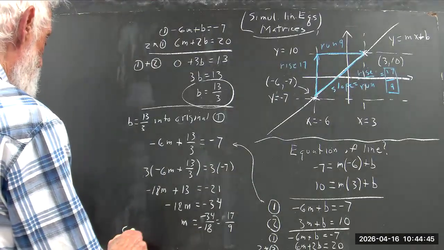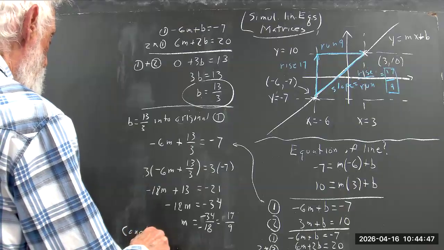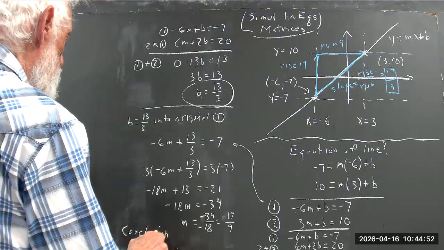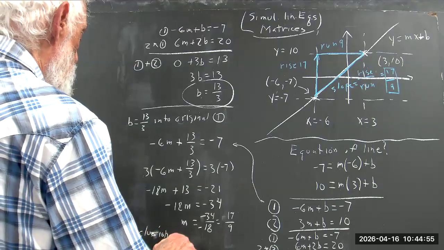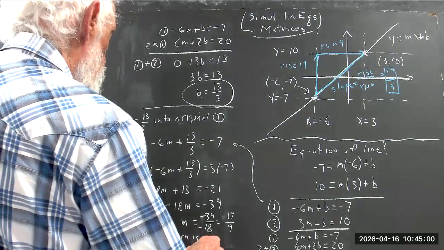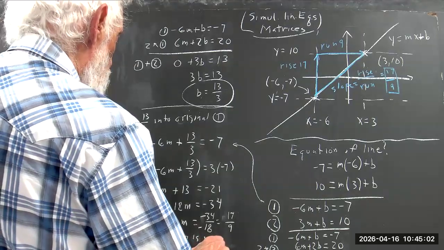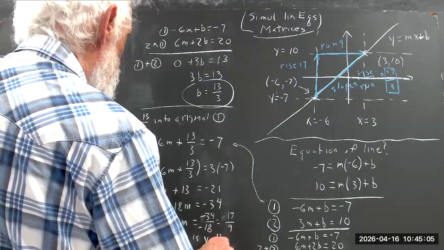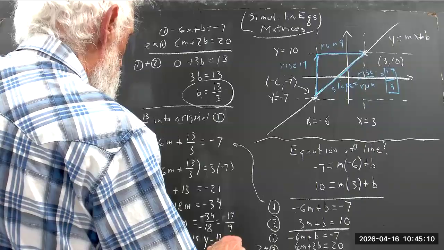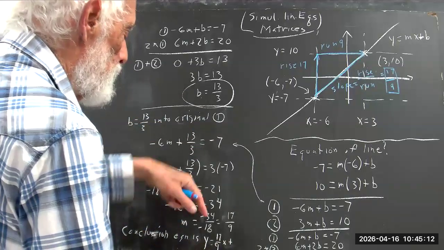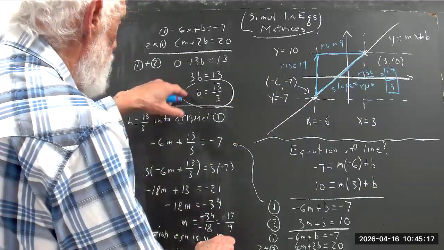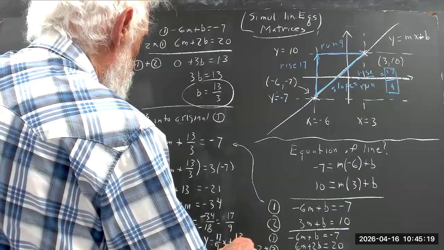Conclusion, the equation is y equals 17 ninths x plus, now this is y equals mx, m is 17 ninths, and then it's plus b, and we found earlier that b was 13 thirds.